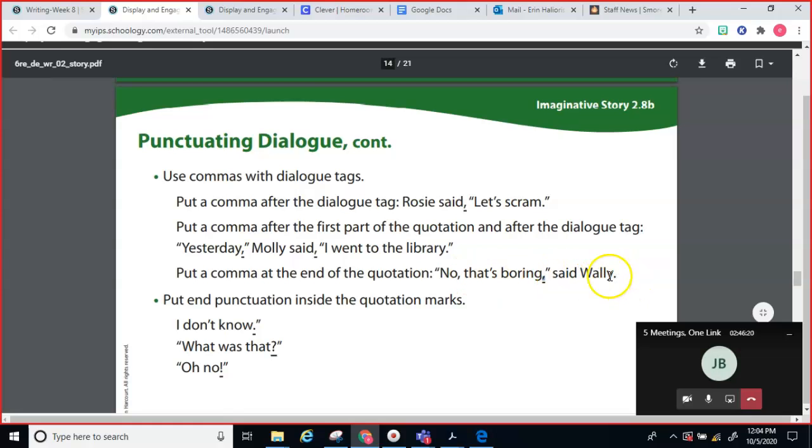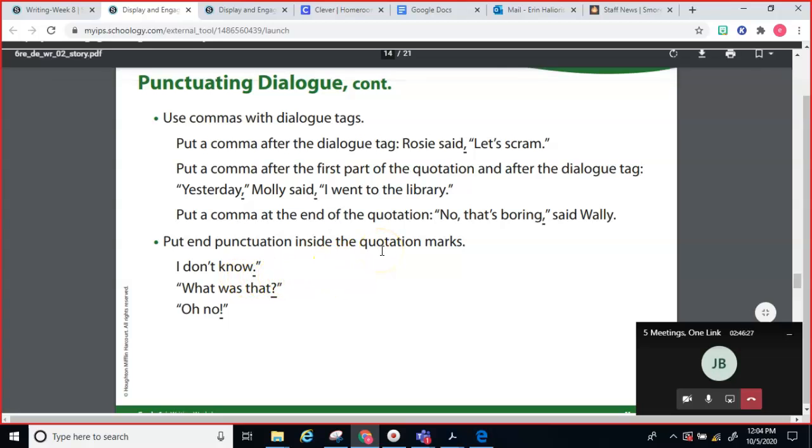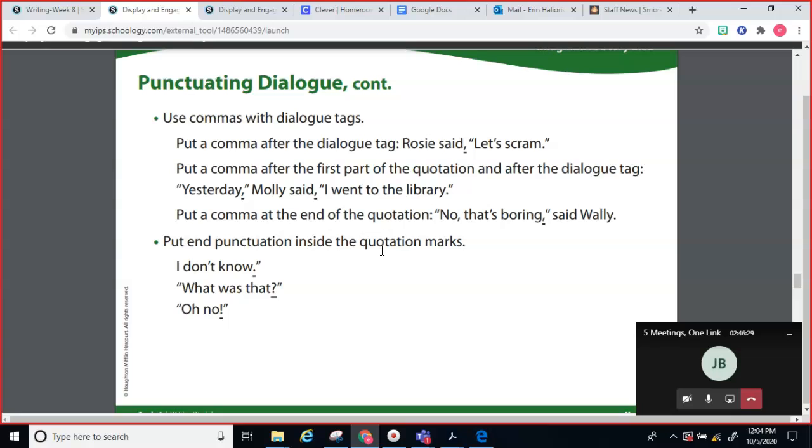If you're not completing a sentence, you put a comma there. No, that's boring, said Wally. There's the period. If you are completing a sentence, you put the end punctuation inside the quotation marks. Period, question mark, exclamation point, all go inside the quotation marks when you are writing. Alright, is someone brave enough to let me share their imaginative narrative writing so far? What you have completed on your first 4 pages?